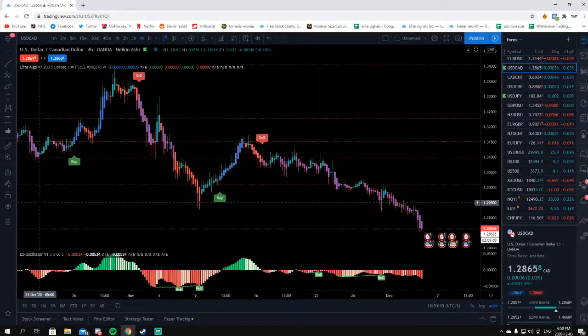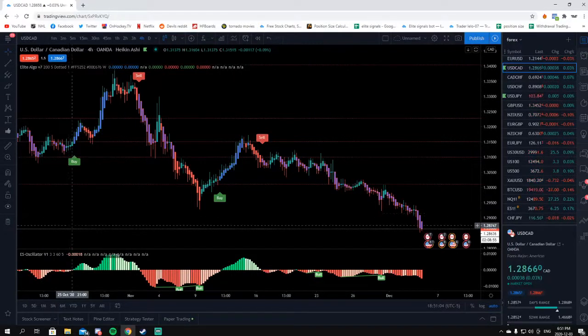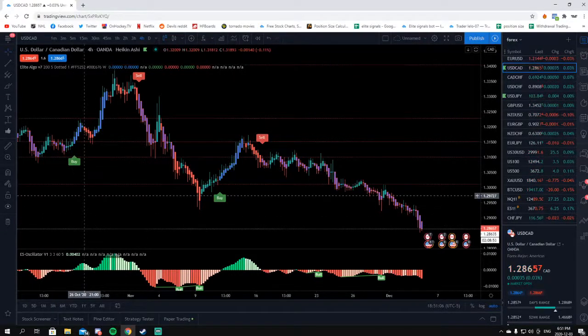So, if you're the type of person that doesn't want to be on your chart all day, this type of trading is actually more beneficial to you. You can check it a couple times a day to see how your trade's going, but you don't have to be analyzing your screen every single second of the day, right? So let's show you guys the strategy.